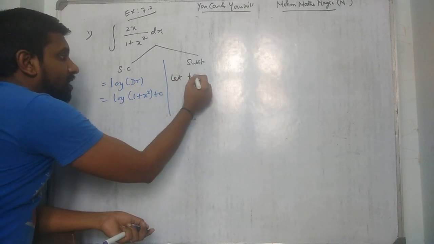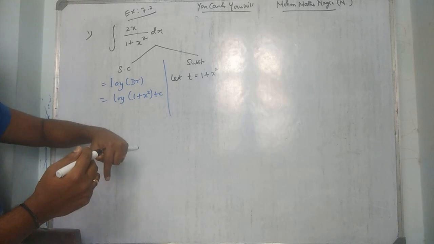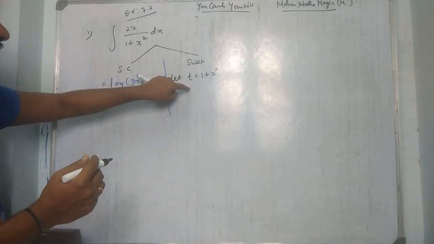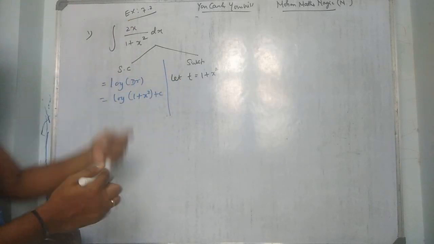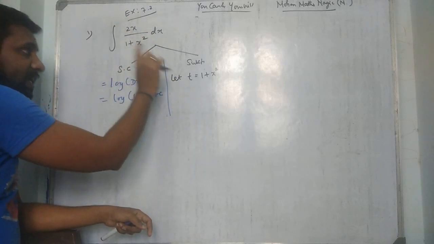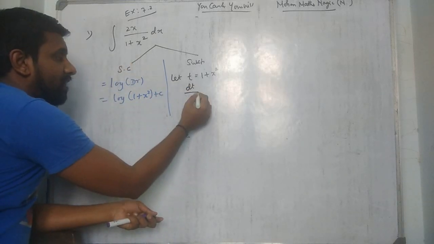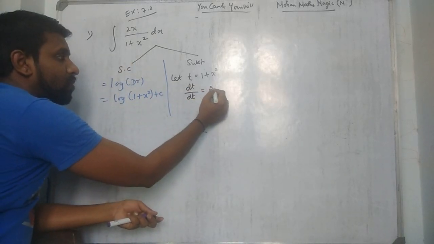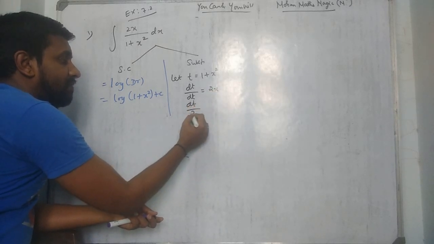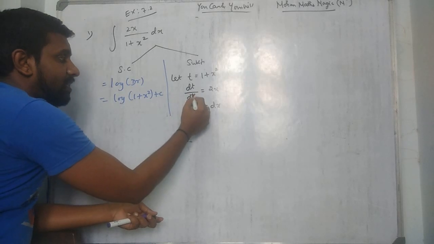Let t equal to 1 plus x square. Now you will ask me, how will I know which one to take as t, the numerator or the denominator? The trick is here: whichever, when differentiated, gives the numerator, take that as t. Now differentiate both sides. So dt upon dx equal to 2x. As I told in the previous sum, for all the sums you have to take it as dx. I need the dx alone.